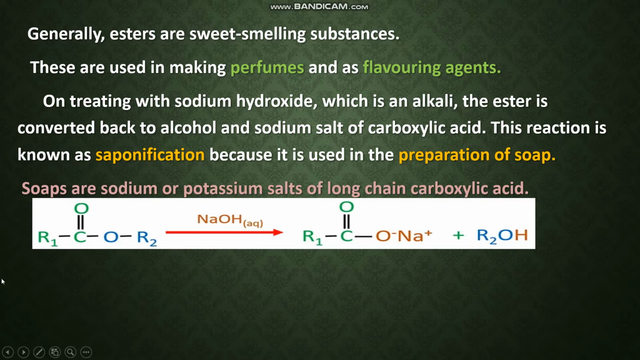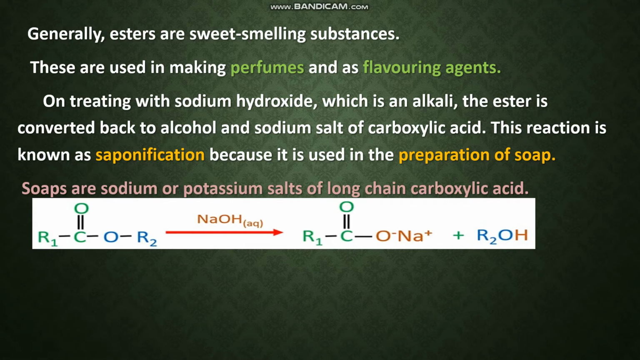Let us see the general equation. We know how to write the general representation of an ester. This is the functional group of ester, C double bond O, single bond O. Here one alkyl group is attached, here one alkyl group is attached. R1 COO R2, or we can write R and R dash. Here instead of R and R dash we have written R1 and R2. So R1 C double bond O R2, R1 COO R2. This is a general representation of an ester.